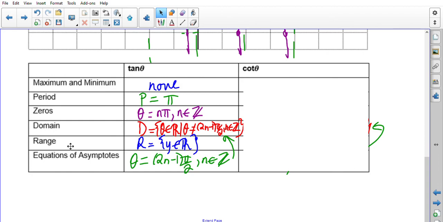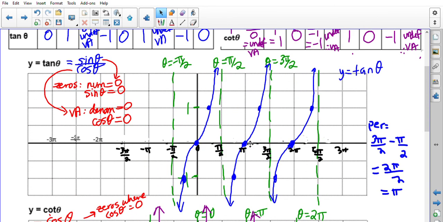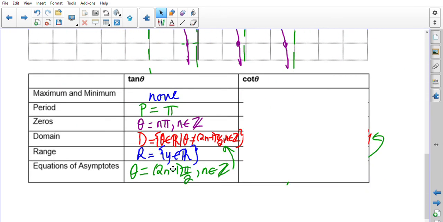What's also new here is that the range of tan is all real numbers. Because see how it extends like the cubic shape, so it reaches all y values. So our range is y is an element of the reals.